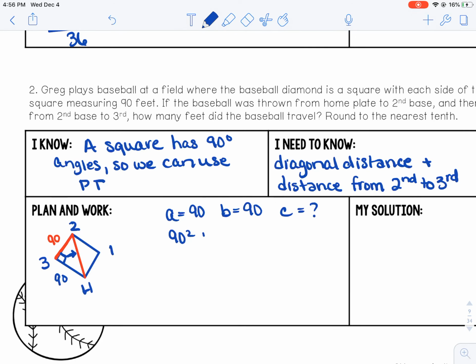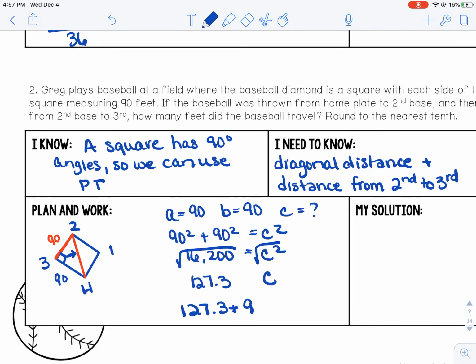So A squared plus B squared is equal to C squared. So in my calculator, 90 squared plus 90 squared is 16,200, which is equal to C squared. Again, the opposite of squaring something is to square root it. And that gives me approximately 127.3. Okay, and the last part is that's how much it traveled from home base to second, but then we also have to include the 90 feet that it traveled from second to third. And that's going to give us 217.3 feet.